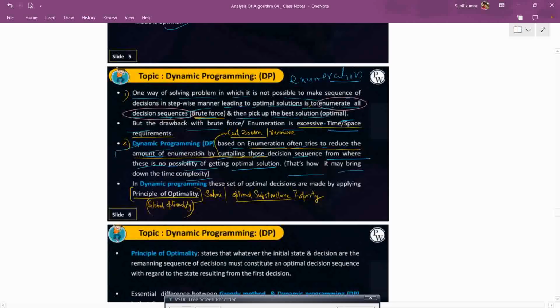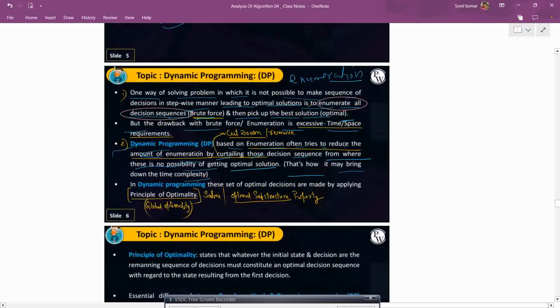So dynamic programming, DP, is based on enumeration. To optimize this and reduce the time complexity, we reduce the amount of enumeration by curtailing those decision sequences from where there is no possibility of getting an optimal solution. And in dynamic programming, these optimal decisions are made by applying the principle of optimality.